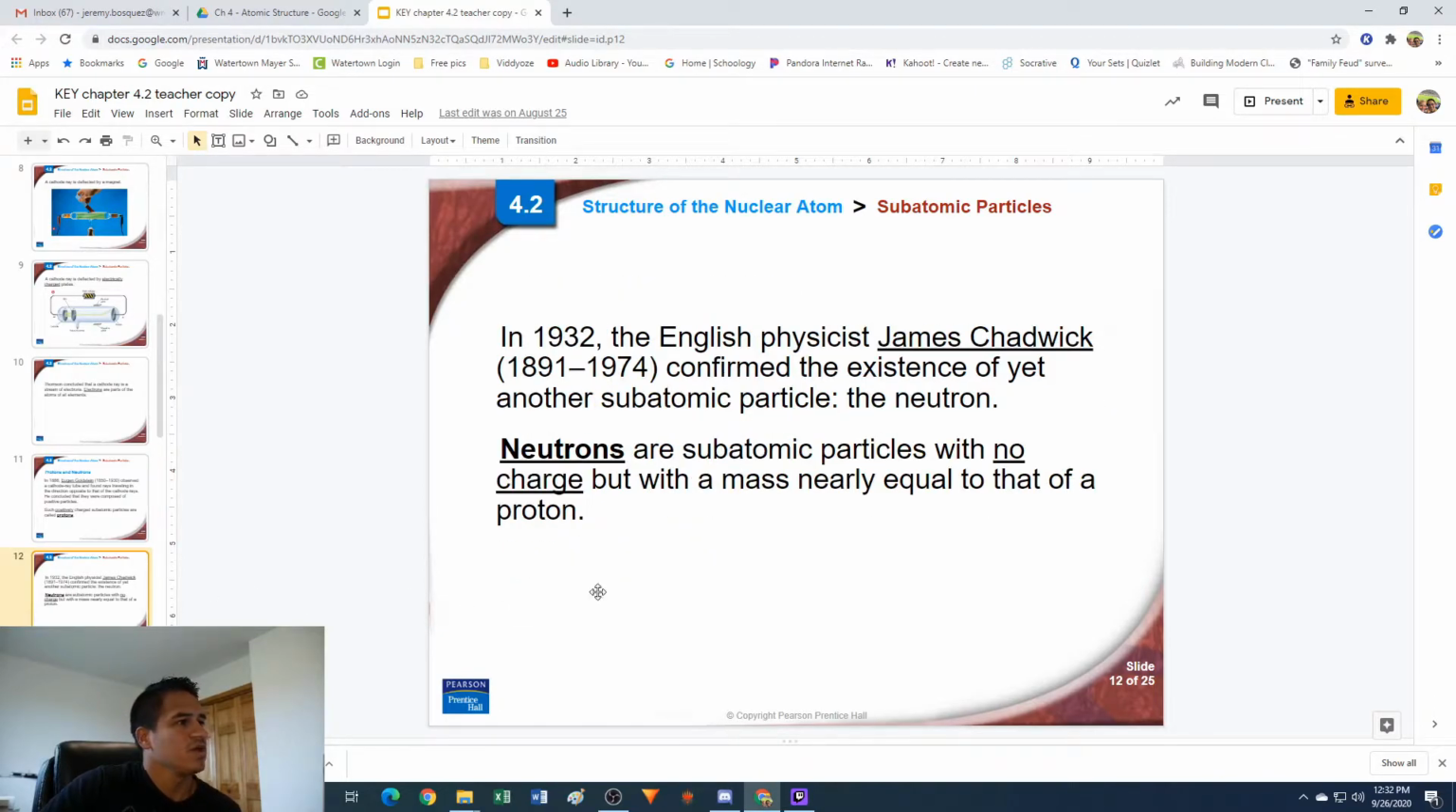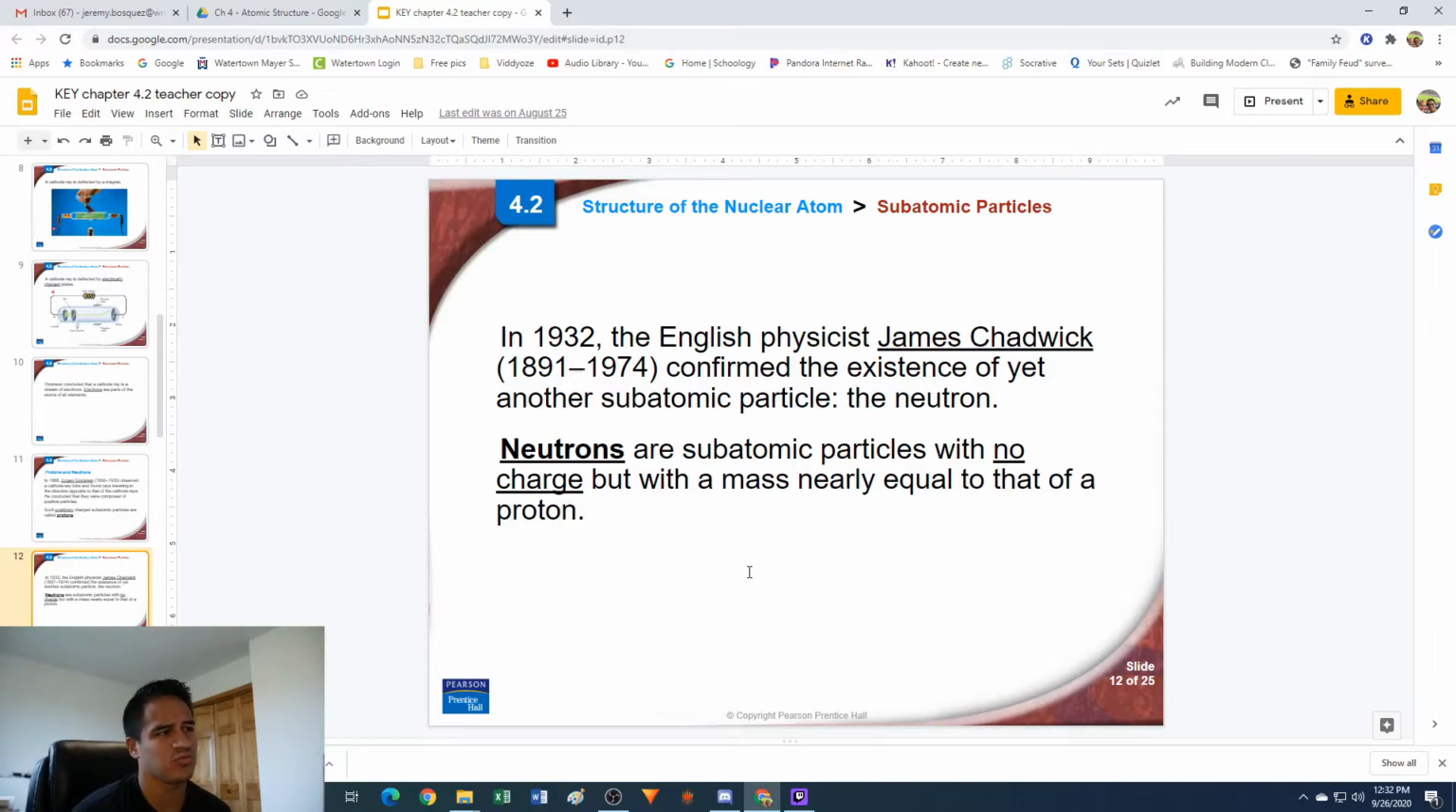And then, of course, we do have the neutron that was discovered. Now, this one was discovered quite a while after the electron and the proton were discovered. And primarily that's because neutrons are a particle inside the atom that don't have an electric charge. So they are not affected by magnetic fields, which means they're a little bit harder to detect.